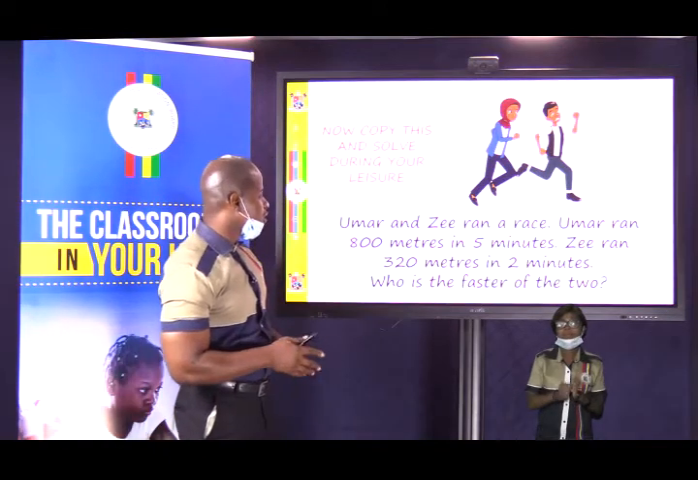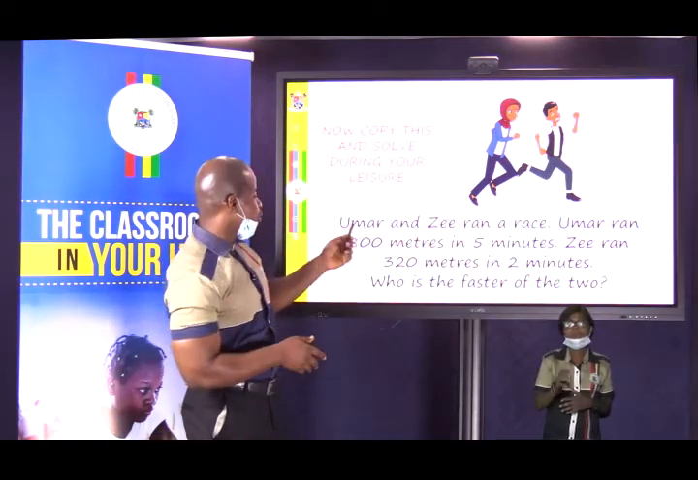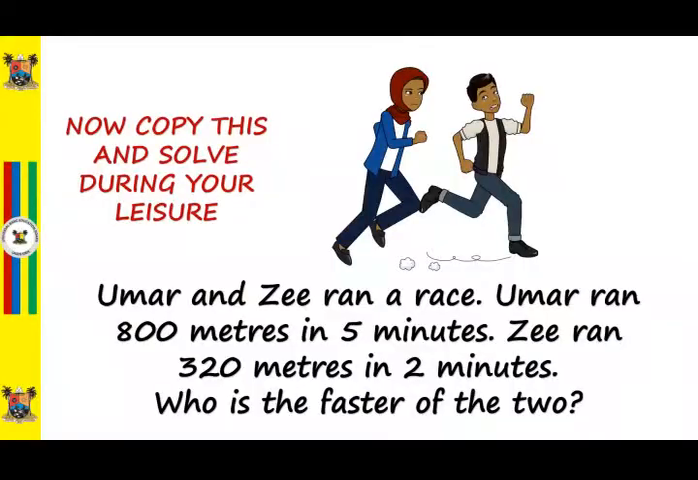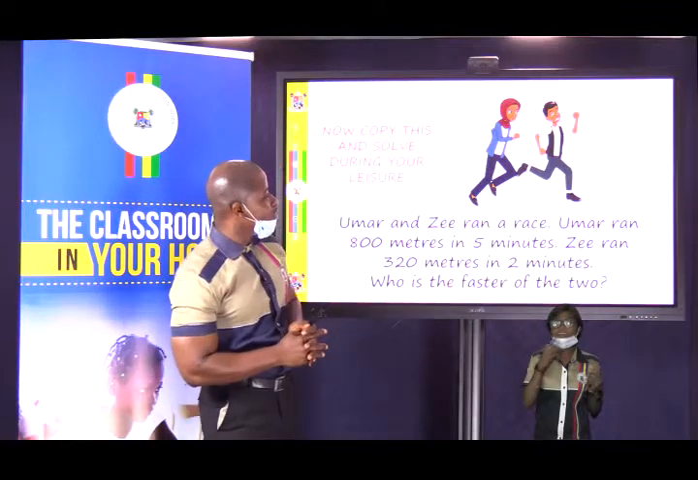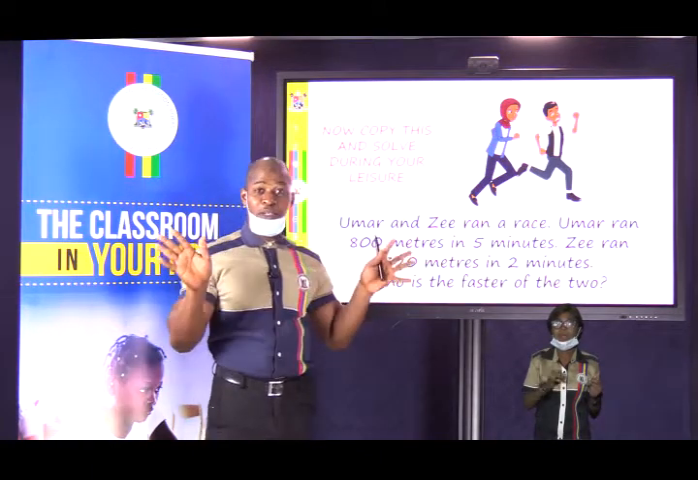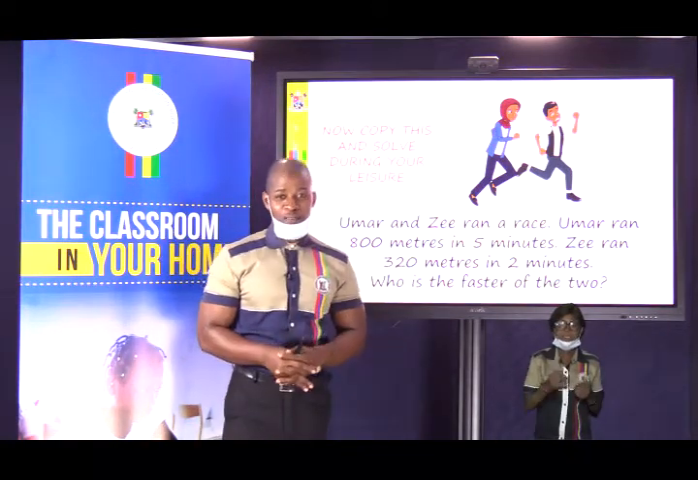Here is one that says, oh, this is your homework. Umar and Z ran a race. Umar ran 800 meters in 5 minutes and Z ran 320 meters in 2 minutes. Who is the faster of the two? Who do you think is faster? I think Umar is in front. Well, I'm not saying the answer. Copy this down. You have 30 seconds.